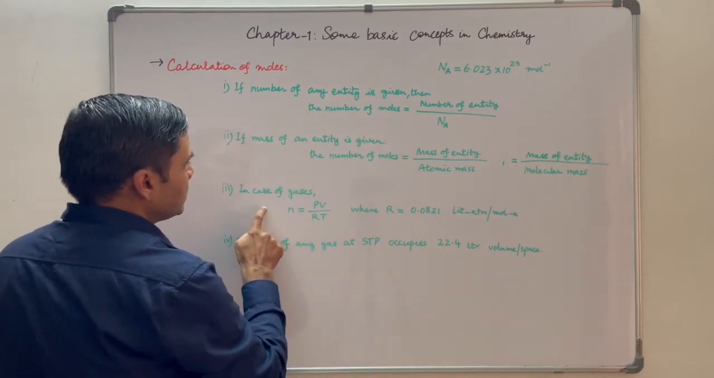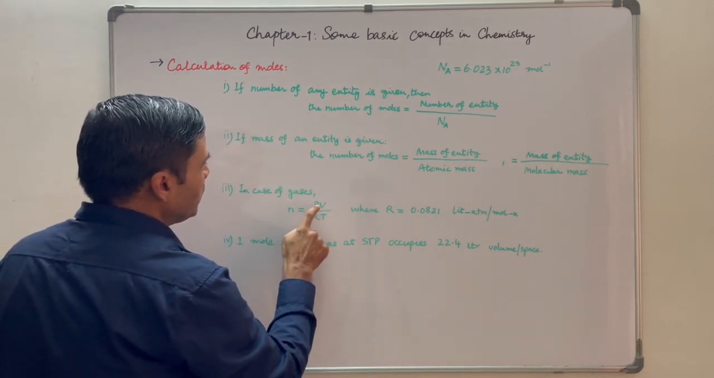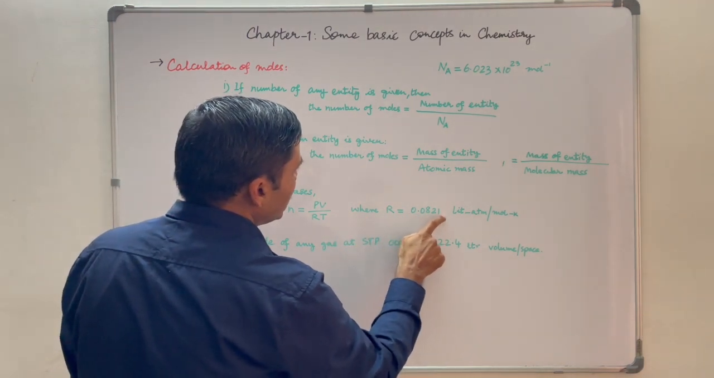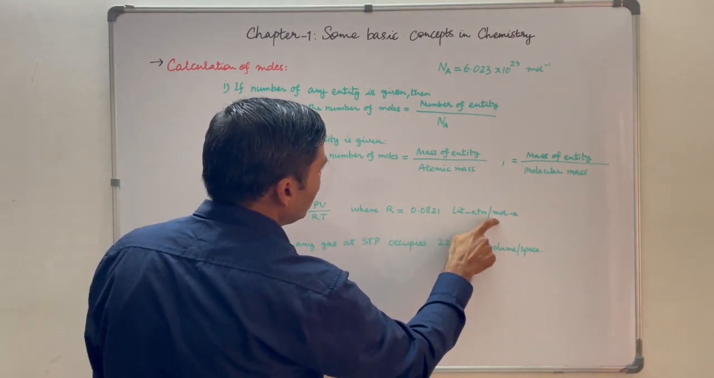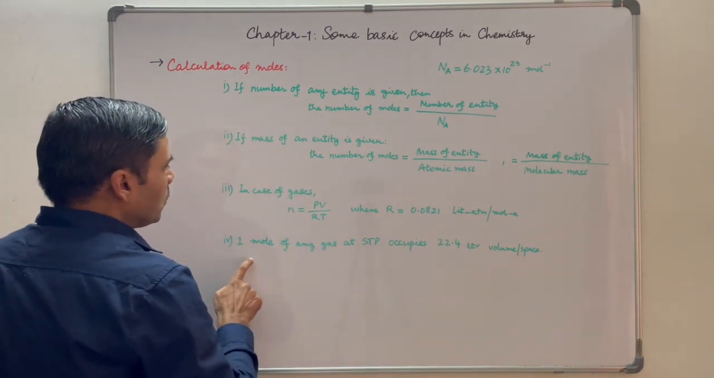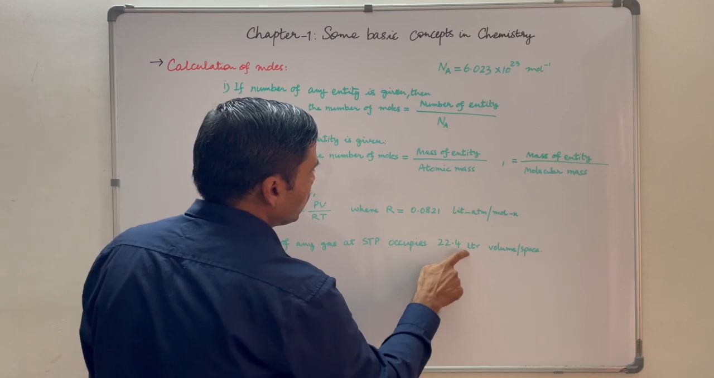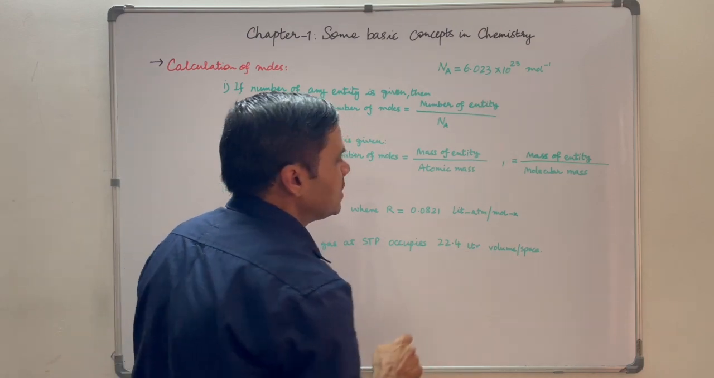In case of gases, number of moles is equal to PV upon RT, where R is 0.0821 liter atmosphere per mole per Kelvin. 1 mole of any gas at STP occupies 22.4 liter volume or space.